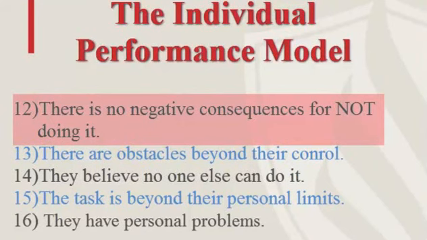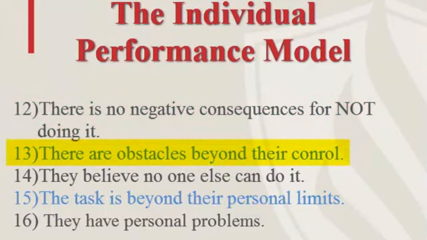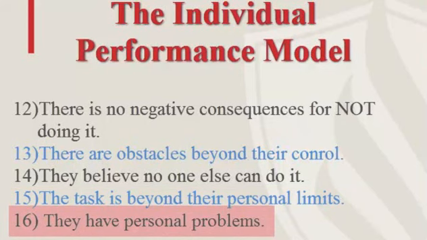Then number 13 is that sometimes there are just obstacles beyond the individual's control. So they don't have the position power in order to make things happen. Number 14 is very often they believe that nobody can do it. So if they believe that it just cannot be done, well, they won't even attempt it. Number 15, it's beyond their personal limits. So in their mind, it's way beyond what they even expect of themselves. And finally, number 16 is that they have personal problems, and that stops them from doing what it is we've asked them to do.